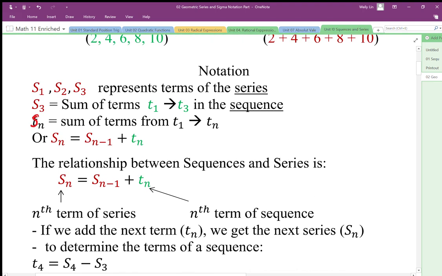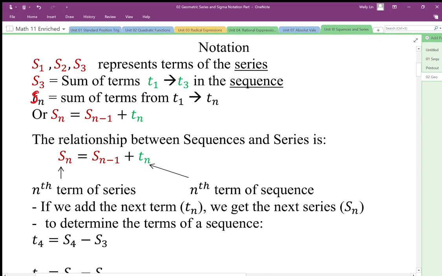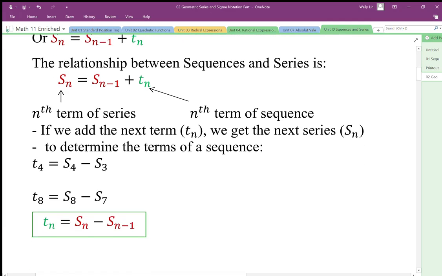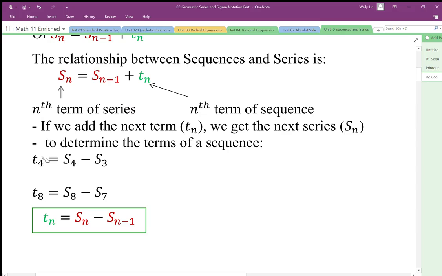And this relationship looks like this, and we can use this to our advantage. We can use this because this allows us to mix a series with a sequence. And this works for all series, not just for arithmetic or geometric, but for all series. So the way this works then is we could actually find out terms from consecutive series.